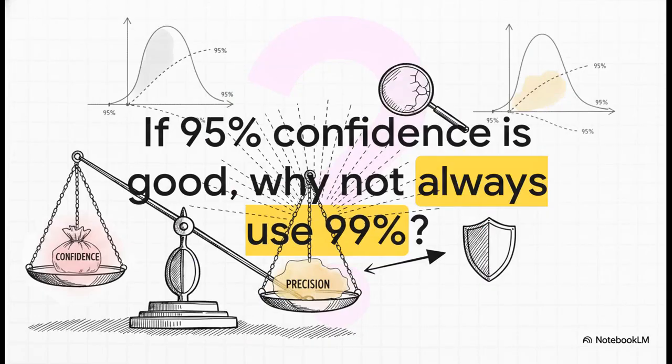And that leaves us with one final thing to think about. I mean, being more confident always sounds better, right? So why don't researchers just use 99% or even 99.9% confidence all the time? What do you think you have to give up to get that extra bit of certainty? That's the big trade-off between confidence and precision that sits at the very heart of statistics.